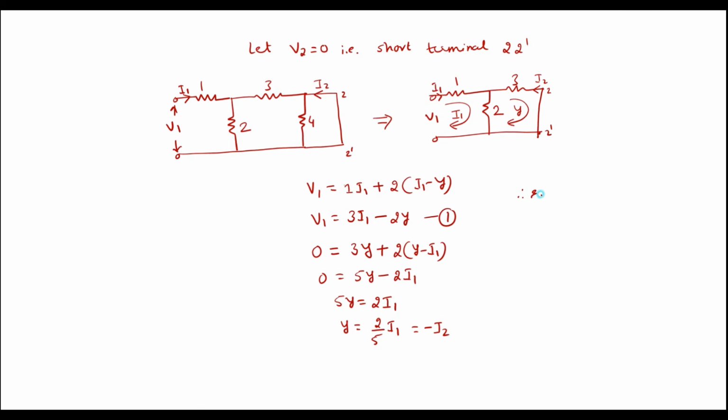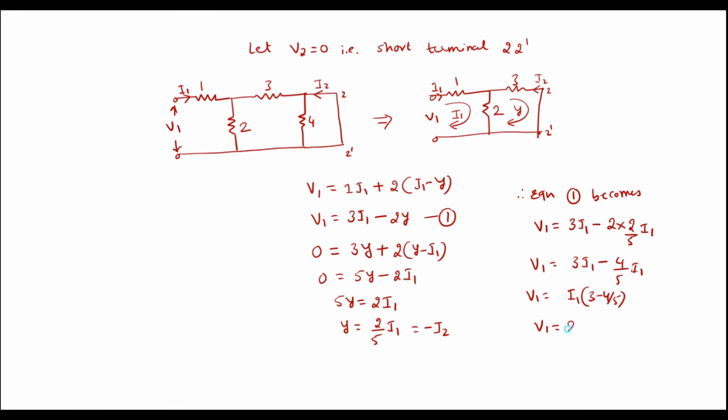Therefore equation 1 becomes, we have V1 is equal to 3I1 minus 2 into Y. Y is nothing but 2 by 5 I1, that is V1 is equal to 3 I1 minus 4 by 5 I1, or V1 is equal to I1 into (3 minus 4 by 5). So simplifying this, we'll get V1 is equal to 2.2 I1.